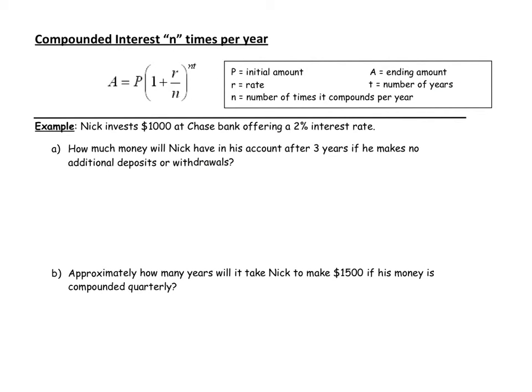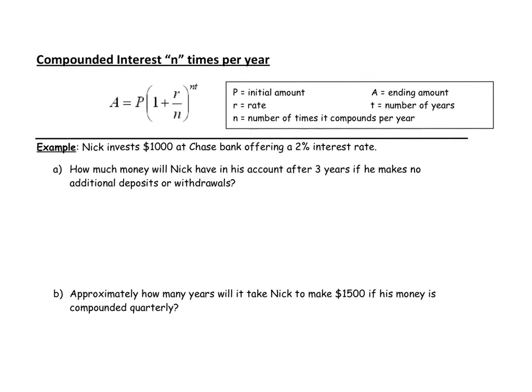So now we're here talking about compounding interest. So now we're talking about a money example. We're talking that Nick invests $1,000 at Chase Bank, offering a 2% interest rate. Part A is asking how much money will Nick have in his account after 3 years if he makes no additional deposits or withdrawals. Now, in this example, I need to tell you how many times per year his money is being compounded. So this word compounded is just a fancy way of saying how many times a year does the bank give Nick interest. So in this problem, I should have told you.